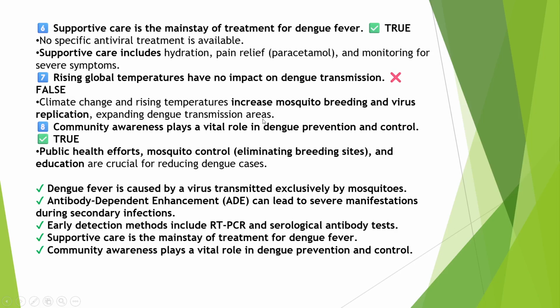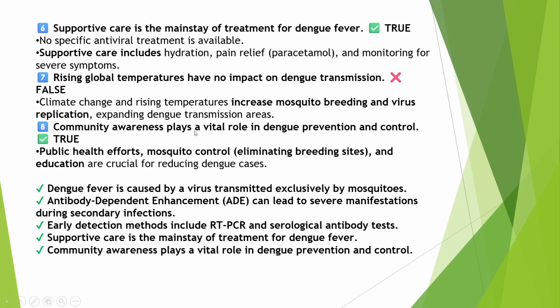Even areas which were earlier not affected by dengue will now start getting affected because of rising temperatures and the shift or breeding of mosquitoes in those areas. Usually in cold countries, there won't be a mosquito population. But if the temperature increases over there due to global warming, then obviously the mosquitoes can start breeding there also.